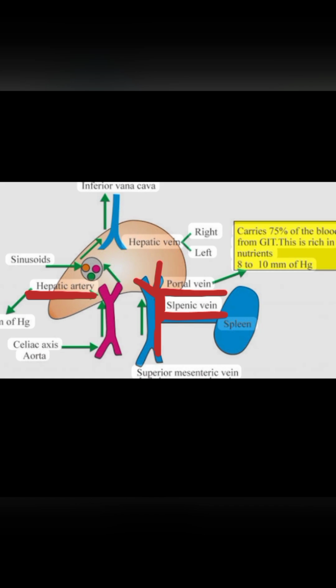And if we talk about the hepatic artery, it arises from the celiac trunk and then it divides into the left and right hepatic artery. And the venous drainage is through the hepatic veins. There are three hepatic veins: right, left, and middle. They arise in the liver parenchyma and then they drain into the inferior vena cava.